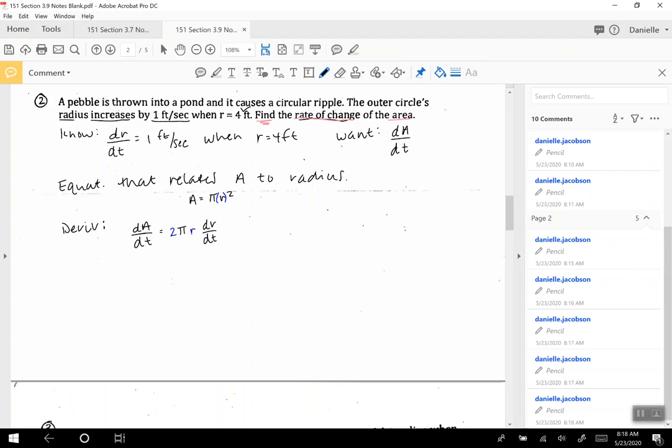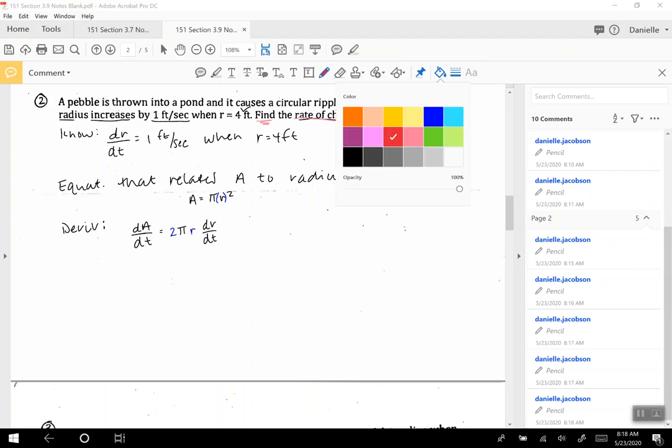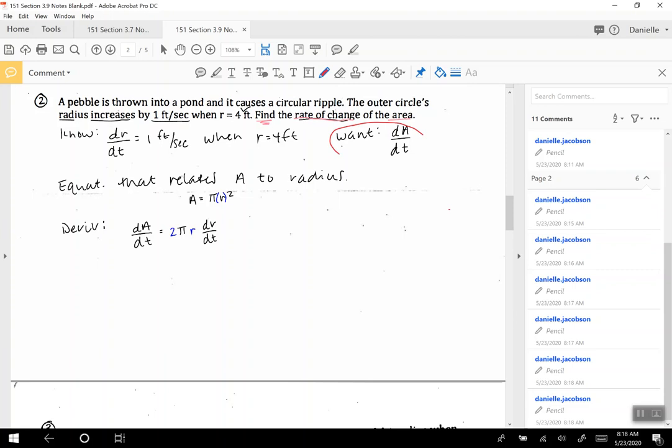All right, so when I get to this point, I think, oh, awesome, this is really good because I have the rate that I want in here. I want the dA dt. I have the dA dt. That's a good thing. Secondly, I have the rate that I know about in here, that would be the dr dt. So I think, okay, this is good because I have these two rates that I'm trying to work with after I've taken the derivative.